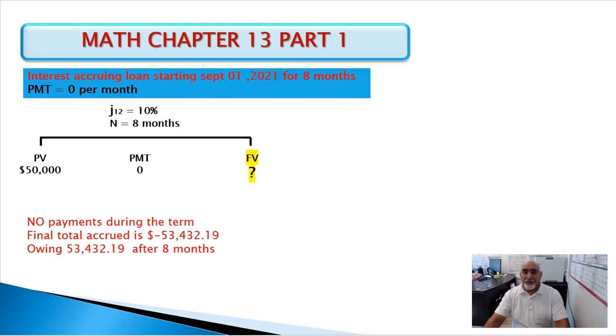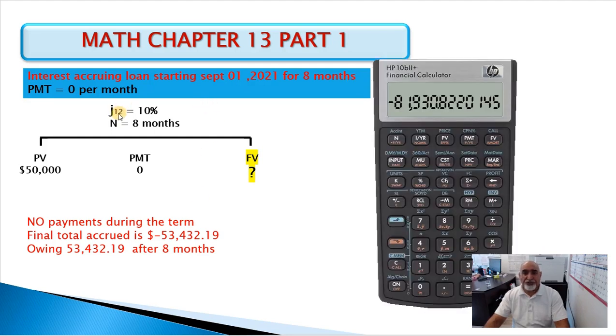Okay, let's do interest accruing loans starting September 1st for 8 months. For 8 months now, okay? And the interest rate is J12, 10%. So the time period now is 8 months. This says 12. This says how many months we have to work with. So it's good that they told us 8 months, okay? If they had said half a year, we would have to put 6 there.